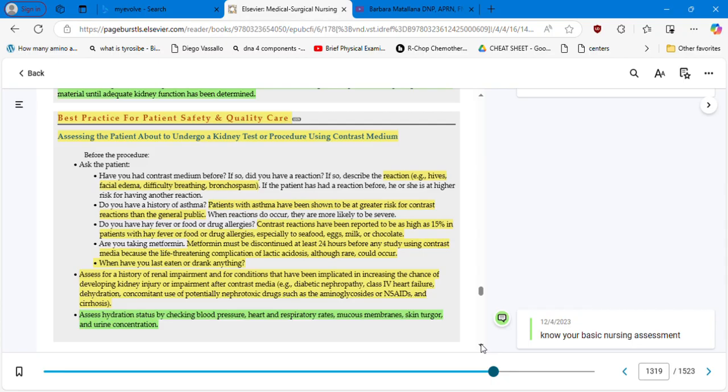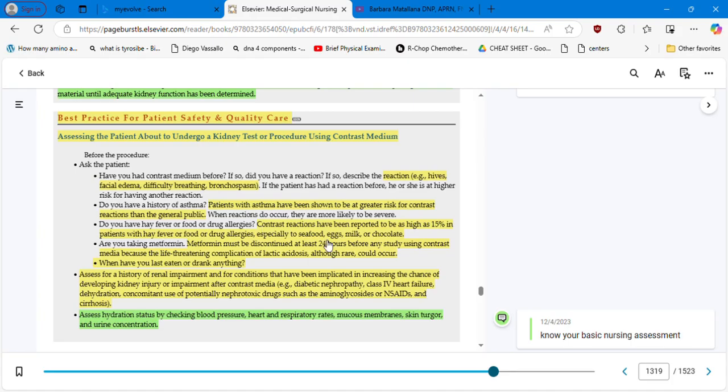A few of them I will strongly focus on: describe the reaction in terms of hives, facial edema, difficulty breathing, bronchospasm, right after receiving the contrast. Patients with asthma have been shown to be at greater risk for contrast reaction. So we have to pay extra attention to this type of patient.